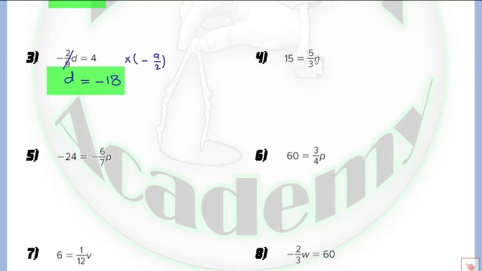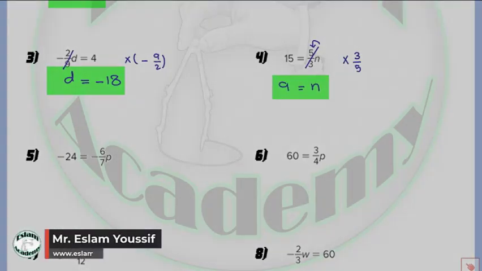15 equals 5 over 3n. The variable that we have now is n, and its coefficient is 5 over 3. So just multiply it by the reciprocal of the fraction, which is 3 over 5. 15 times 3 over 5, the answer will be equal to 9. And 5 over 3 multiplied by 3 over 5 will be equal to 1. Then write n. Then the solution of the equation will be equal to 9.